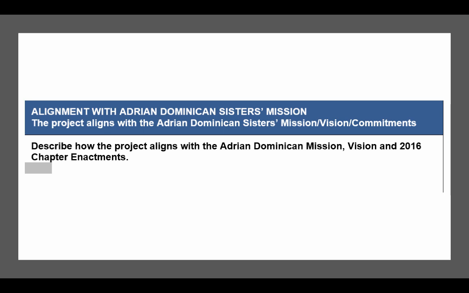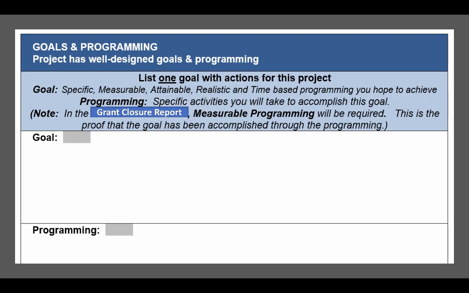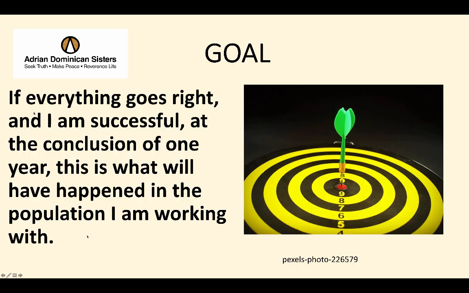Next, we get to goals and programming. This is the part that makes or breaks the majority of the applications. In this part, you are instructed to write your goals and your programming. Think of a goal this way. If everything goes right and I'm successful, at the conclusion of 1 year, this is what will have happened in the population I am working with.